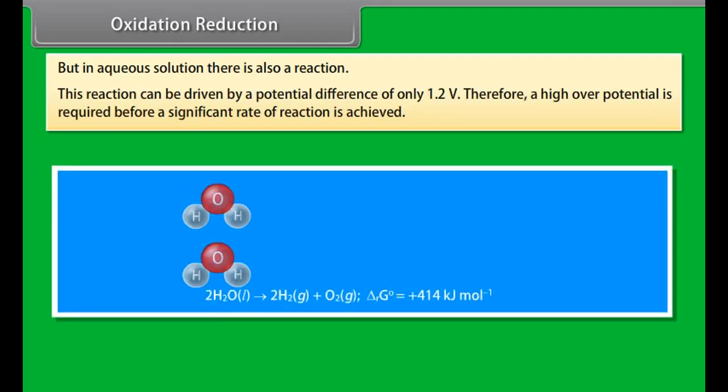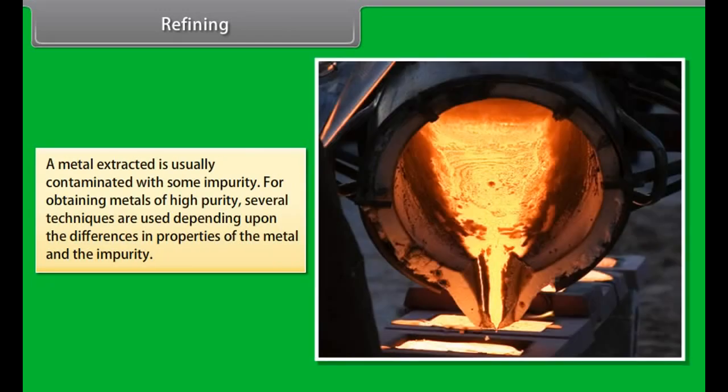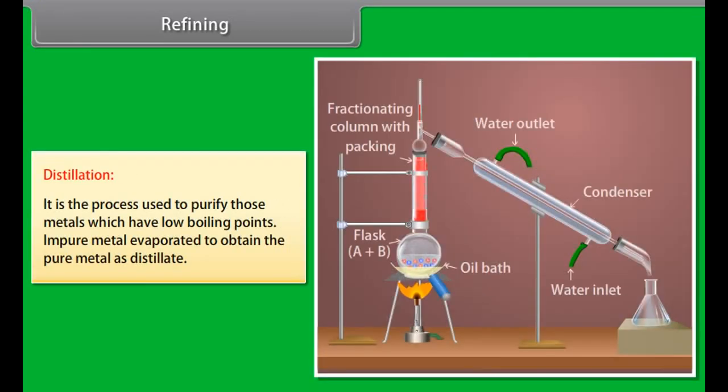Extraction of aluminium. Aluminium is extracted from bauxite, Al2O3·2H2O. Concentration of bauxite is done by the leaching method. Purified Al2O3 is mixed with Na3AlF6 or CaF2, which lowers the melting point of the mixture and brings electrical conductivity. This process of electrolysis is known as the Hall-Héroult process.